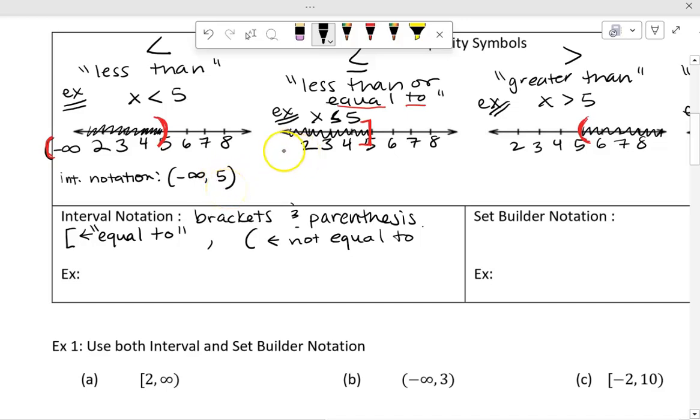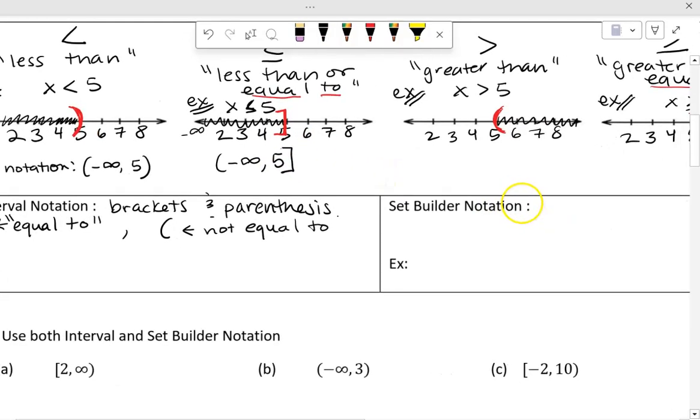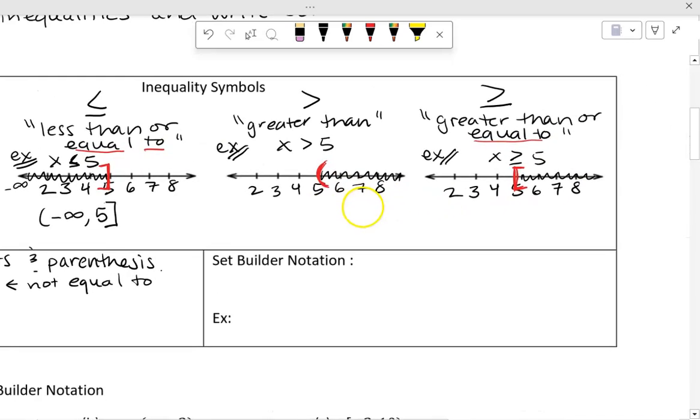So let's do the next one. The next one is also less than, so we're headed towards negative infinity. And it's the same thing. You can never equal negative infinity, so we'll put a parenthesis next to it. And then we go as high as 5. You're allowed to equal 5. There's already a bracket on my diagram, but because we can equal 5, we would use a bracket next to 5. So this would be interval notation for that next one.